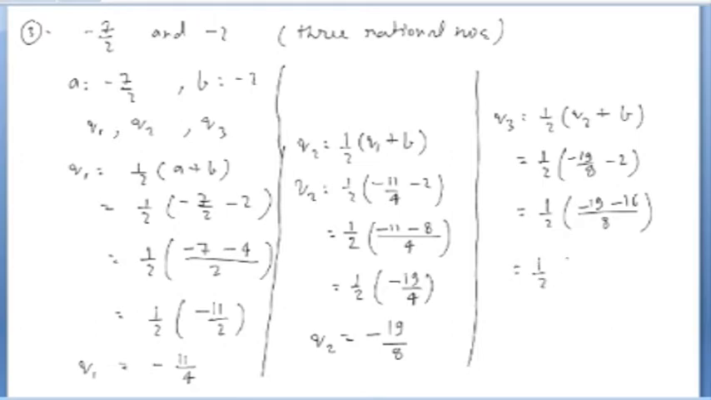So 1 by 2, solve this. 19 and 16, add these two numbers, 35, and 8. So minus 35 upon 16. This is our Q3. So these are three rational numbers.